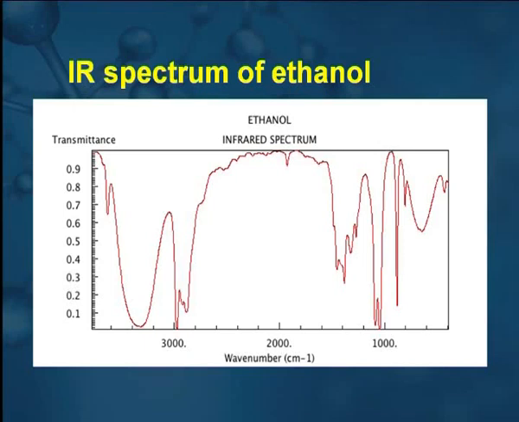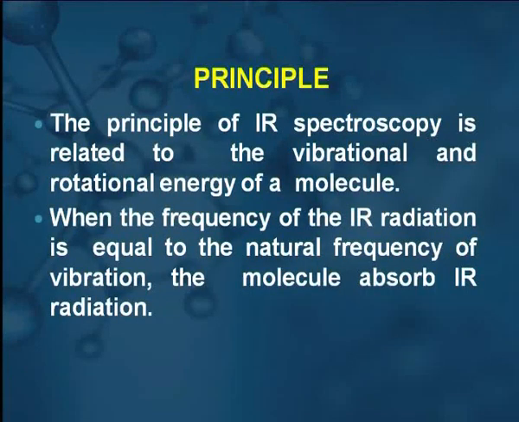Now what is the principle behind IR spectroscopy? Basically, infrared spectroscopy is related to the vibrational and rotational energy levels of the molecules. As we are dealing with IR spectroscopy as a vibrational spectroscopy, in the vibrational levels there are various rotational sublevels. So we can use the vibrational and rotational energy levels to get the IR spectrum.